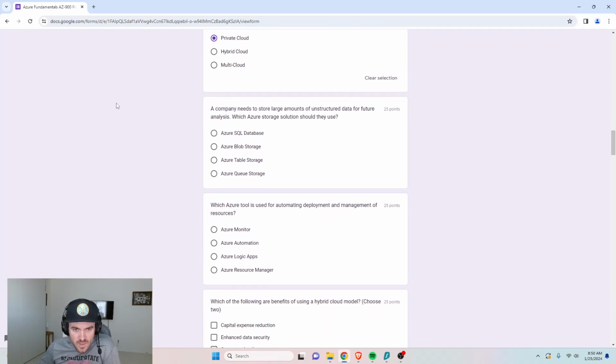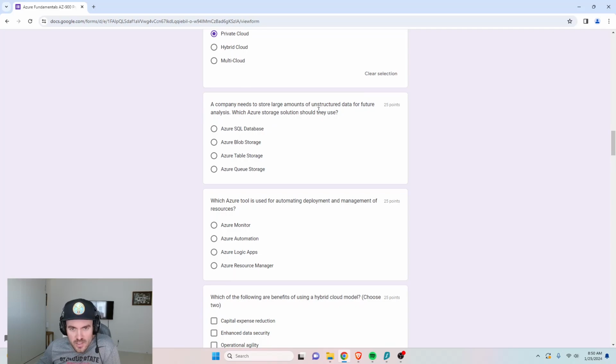Okay. A company needs to store large amounts of unstructured data for future analysis. Which Azure storage solution should they use? Okay, so large amounts of unstructured data. So unstructured data is kind of the key word here. SQL databases need to be quite structured, so we'll rule that out. In fact, it stands for structured query language. We could definitely rule that one out.